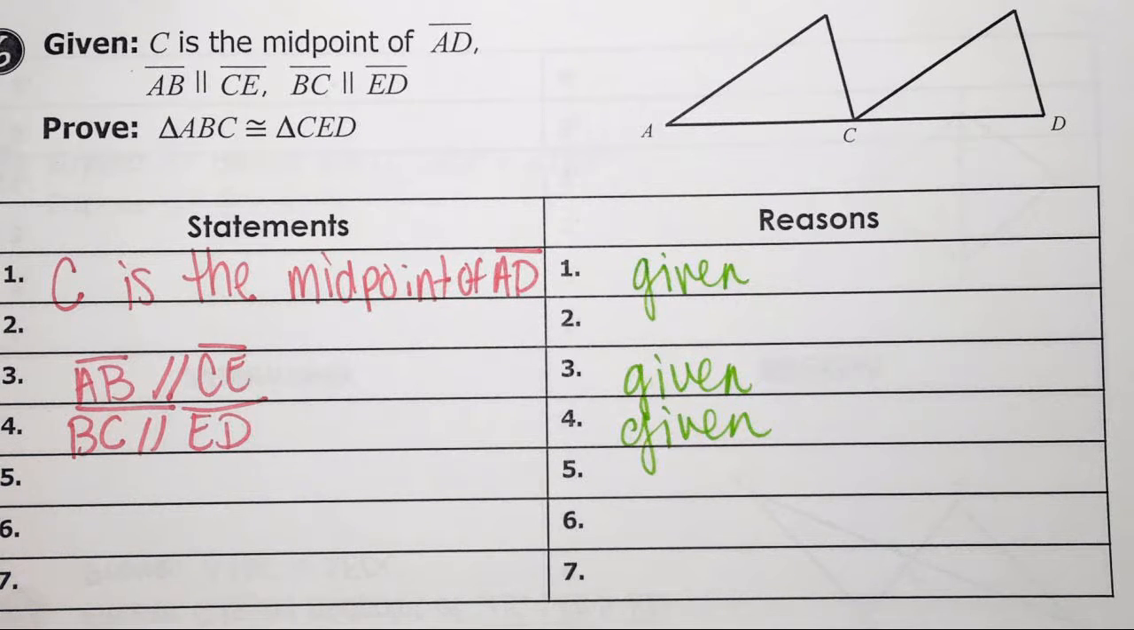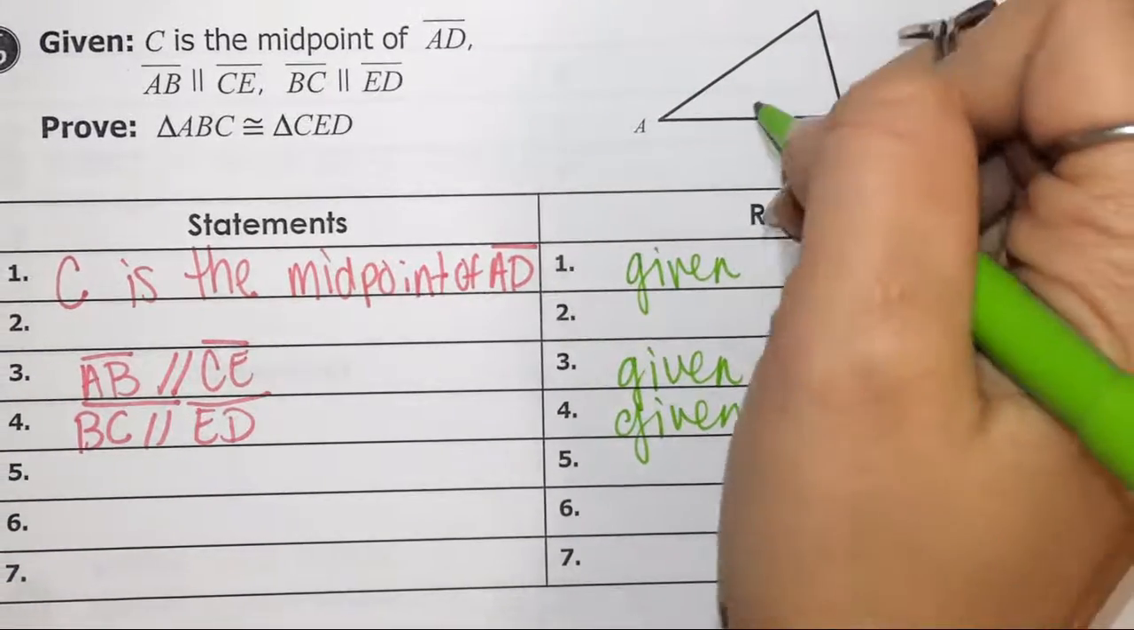I filled out where you need to put your givens, so I would make sure you put those there. You can switch it around, it's okay. But I need you to think about what it says about the midpoint. So if it's the midpoint, what does that mean? If C is the midpoint of AD, what does that mean? AC is congruent to DC.